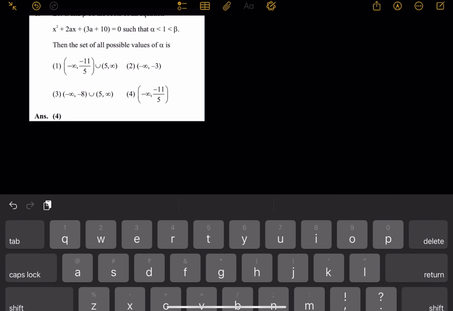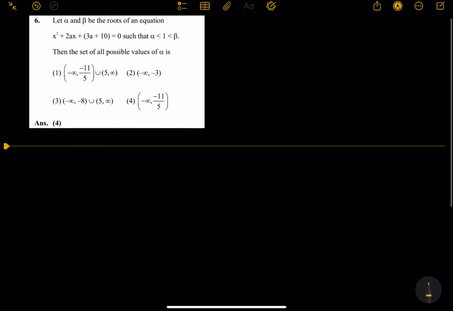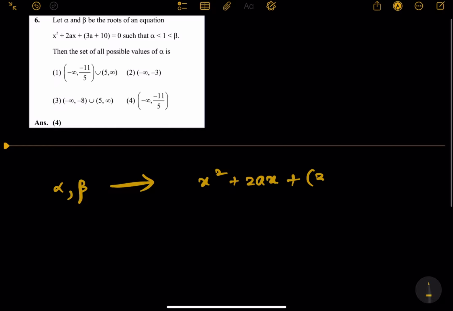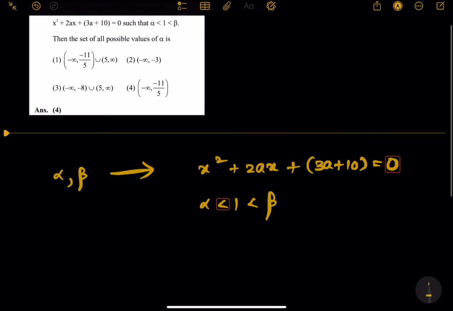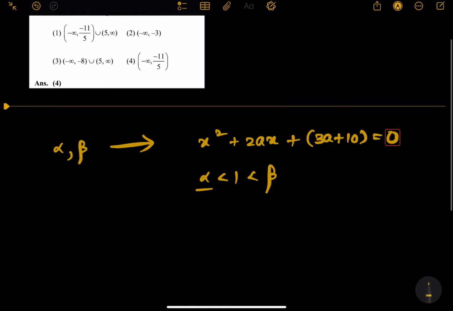Okay, another interesting question. This question is very, very interesting. There are a lot of questions like this in your Cengage and even in your NCERT, but I don't know how many people would have solved this question in the exam. So let alpha, beta be the roots of the quadratic equation x square plus 2ax plus 3a plus 10 is equal to 0, with alpha less than 1 less than beta. Then the set of all possible values of a is... So we have to find all possible values of a.